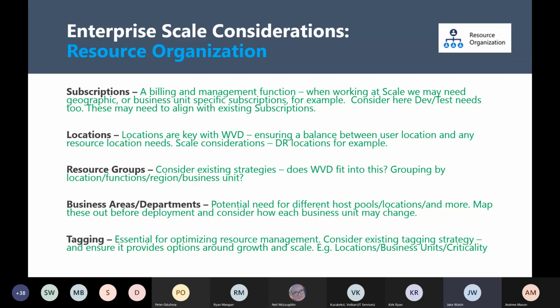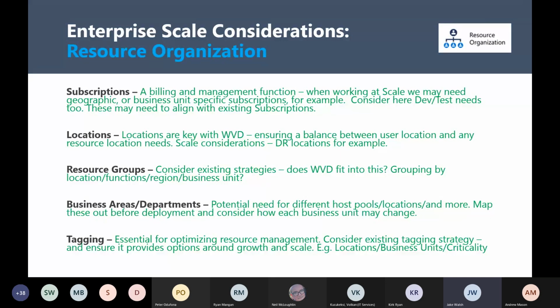So a subscription is a billing and management function. When working at scale, we might need to consider if this is geographic or business unit specific. For example, you saw in the diagram how the different business areas had subscriptions. So we had one for identity, we had a management one, we had a connectivity one. We then had some application specific landing zone subscriptions. That's a kind of question that only somebody in the organization can probably answer, that understands the kind of technologies and applications you're working with.